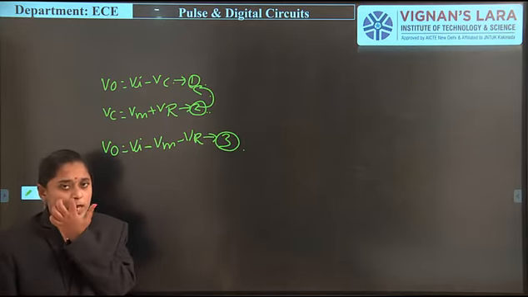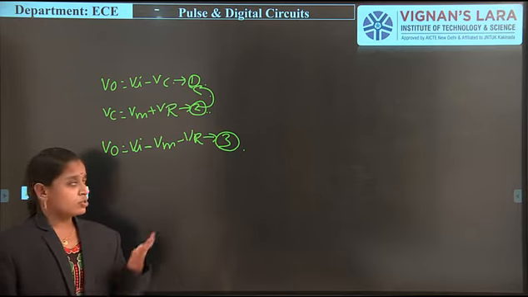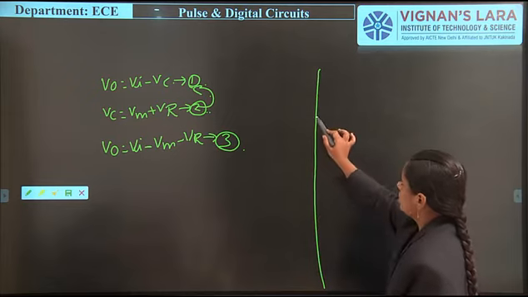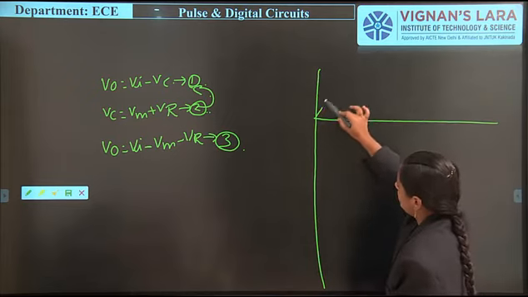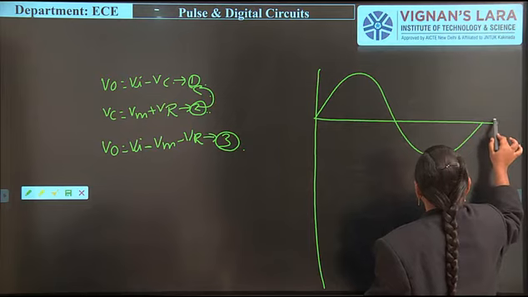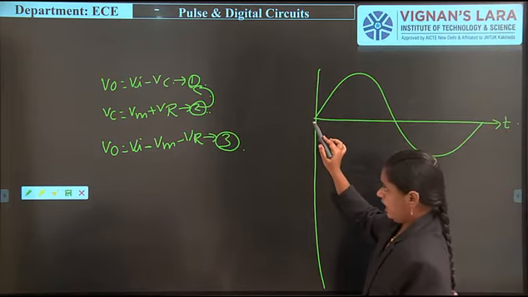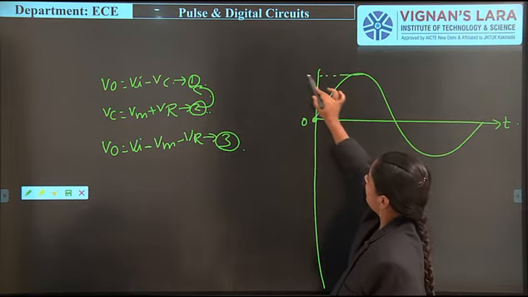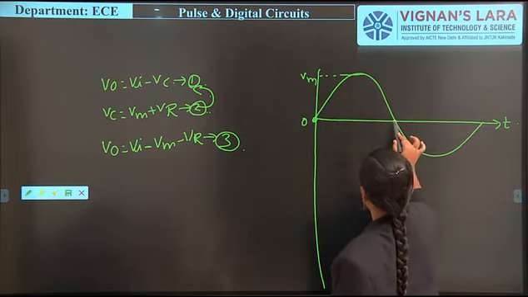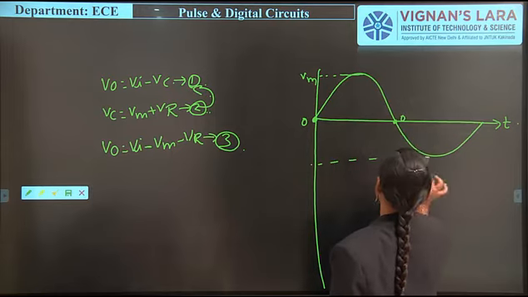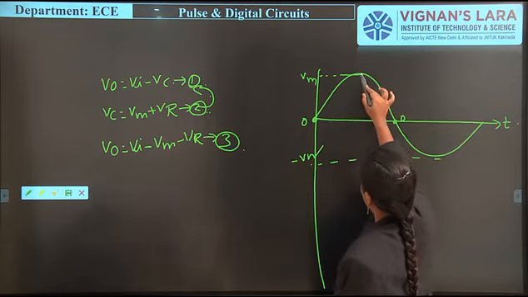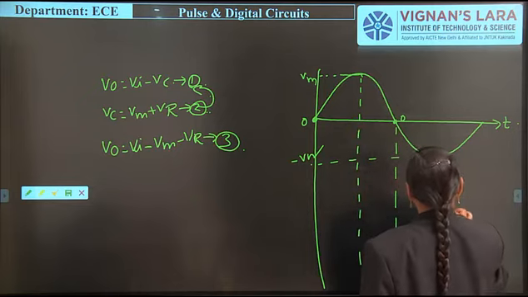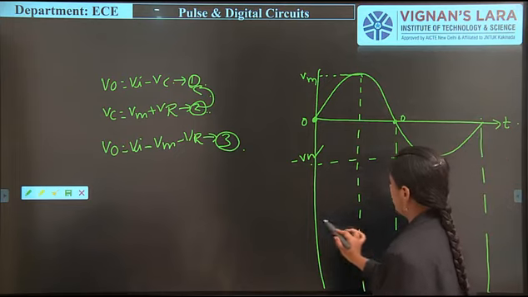In this condition we have to observe what the output is, so we have to check the conditions. First of all I have to draw the input signal. This is a sinusoidal signal with time period T. It starts at 0, the maximum input voltage is Vm, then it goes back to 0, and the minimum is minus Vm. So we have to take the conditions. Here I have to draw the output, first find the output conditions, then draw the output waveform.